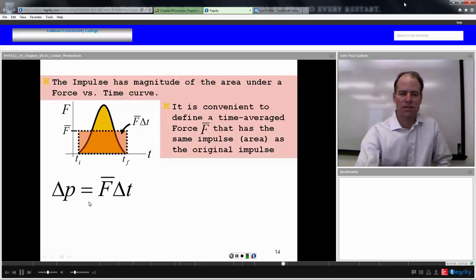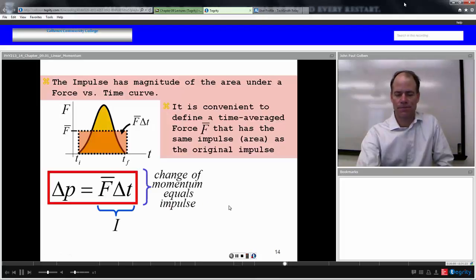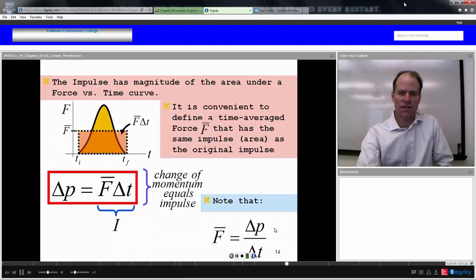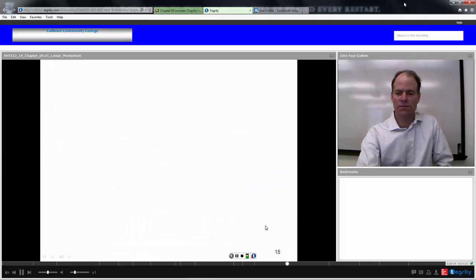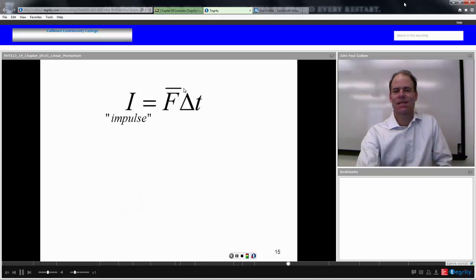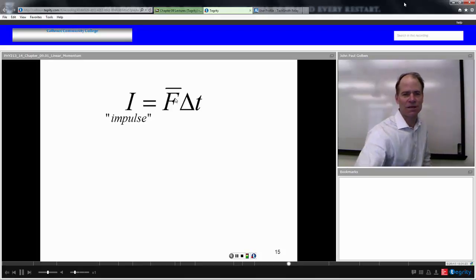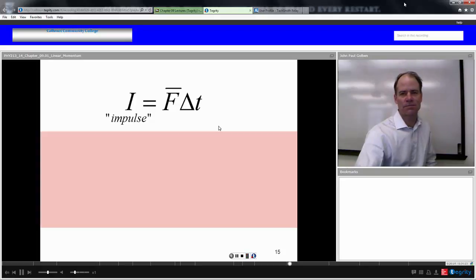So we'll have that our change in momentum is equal to this time averaged force times the change in time. Or we could say that this time average force is equal to our delta momentum over our delta time, change in momentum over change in time. So impulse equals average force times change in time.